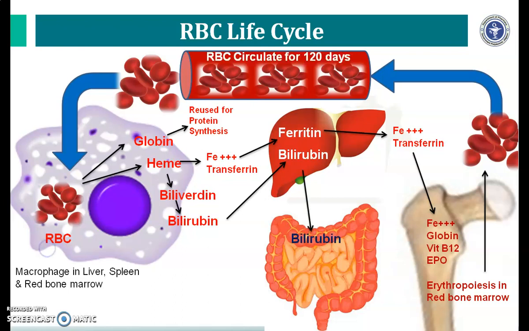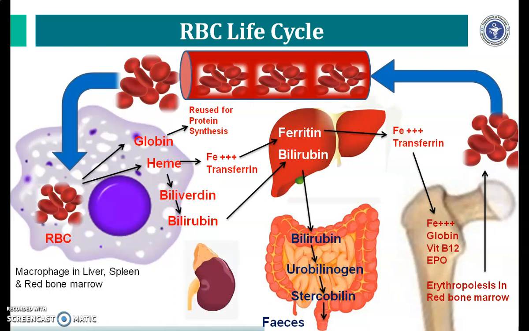In the large intestine, bilirubin gets converted to urobilinogen by bacteria present in the large intestine. Most of the urobilinogen is eliminated in the feces in the form of a brown pigment called stercobilin, which gives feces its characteristic odor. Some urobilinogen is absorbed back into the blood and gets converted to the yellow colored pigment, that is urobilin, which gets excreted into the urine.